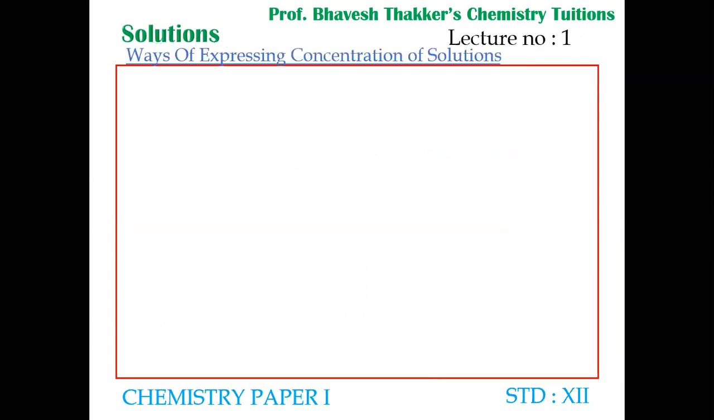Next, we'll do ways of expressing concentration of solution. Now, most of this we have already done in our 11th standard, third topic. Okay, but here we'll just revise them. Now, ways of expressing concentration of solution is percentage by weight or percentage by mass or mass percentage. Okay, can anybody define this? You remember what was the definition or how we calculate percentage by weight?